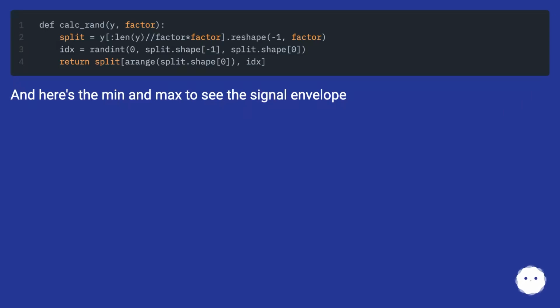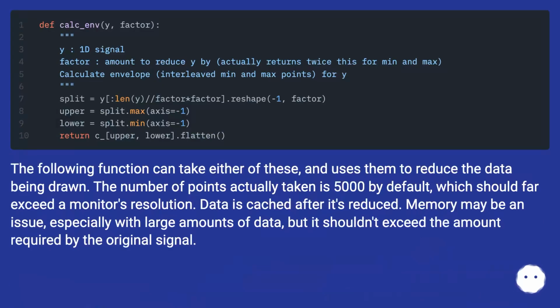And here's the min and max to see the signal envelope. The following function can take either of these, and uses them to reduce the data being drawn. The number of points actually taken is 5000 by default, which should far exceed a monitor's resolution. Data is cached after it's reduced. Memory may be an issue, especially with large amounts of data, but it shouldn't exceed the amount required by the original signal.